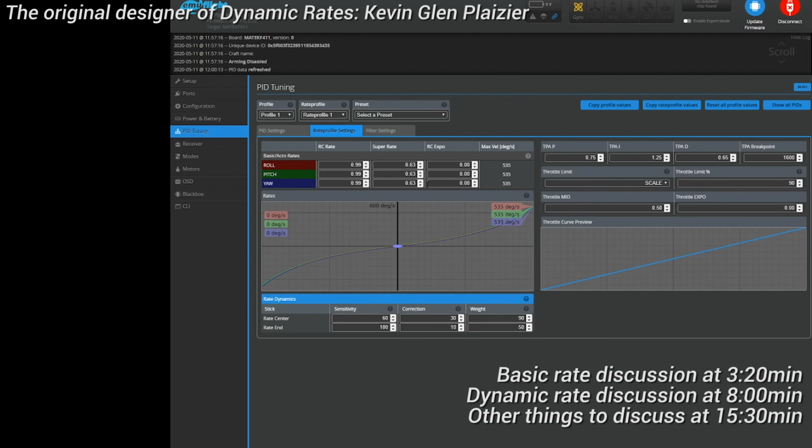Now, if you look at your super rates and I start increasing that, you see that the very ends of the graph start becoming very asymptotic, very steep, very heavily curved. And what that does is it's increasing the speed at the ends of the stick, the maximum deflection point.